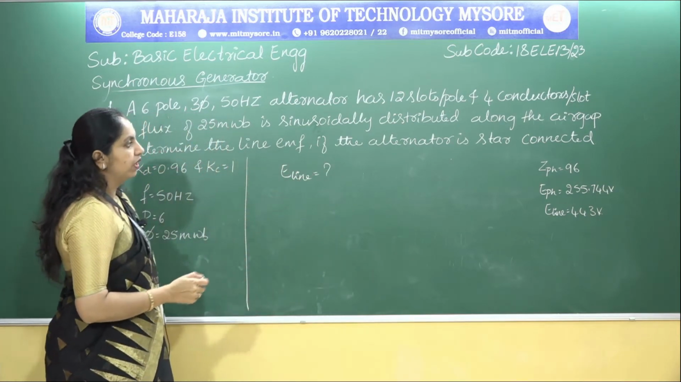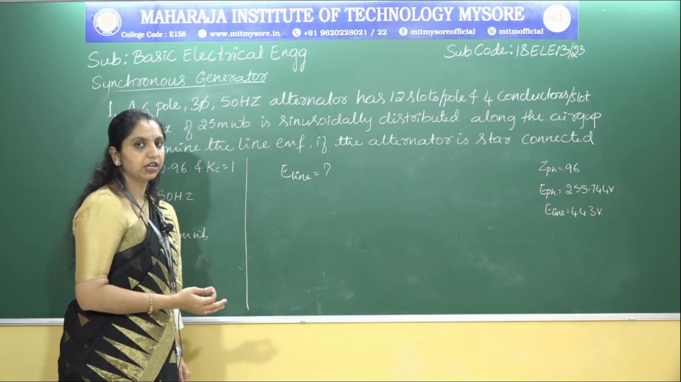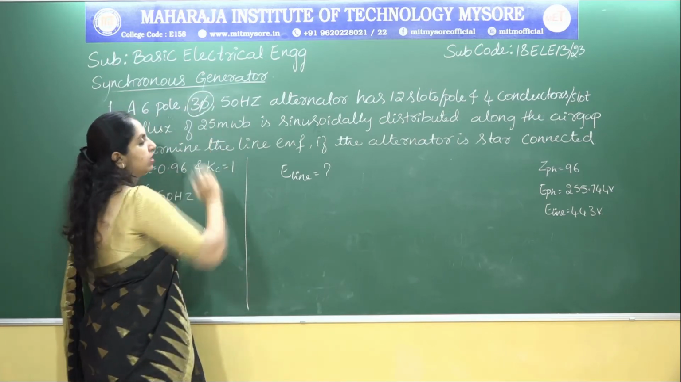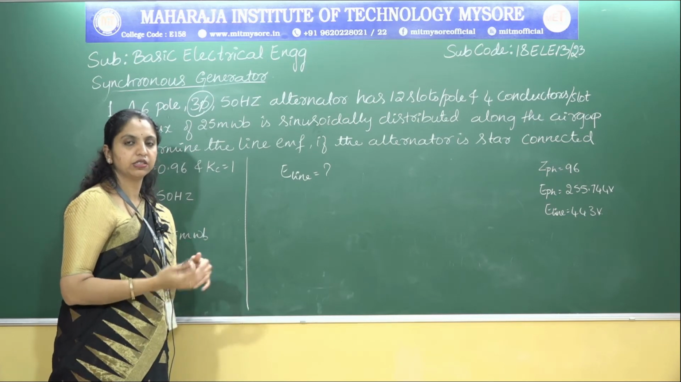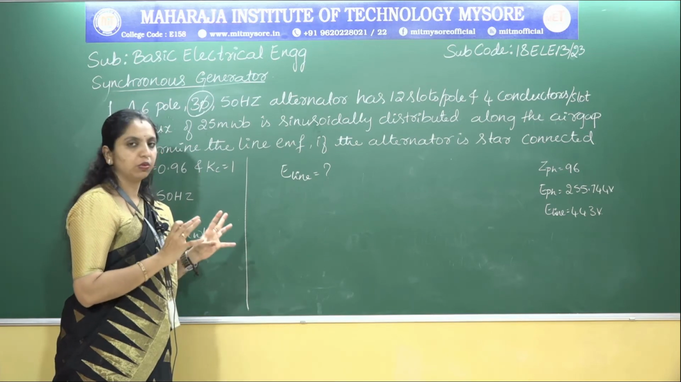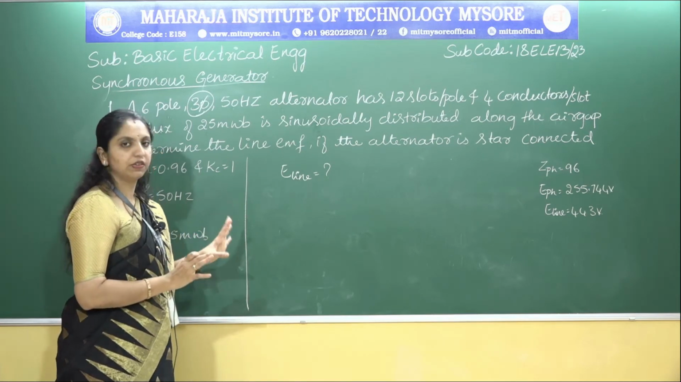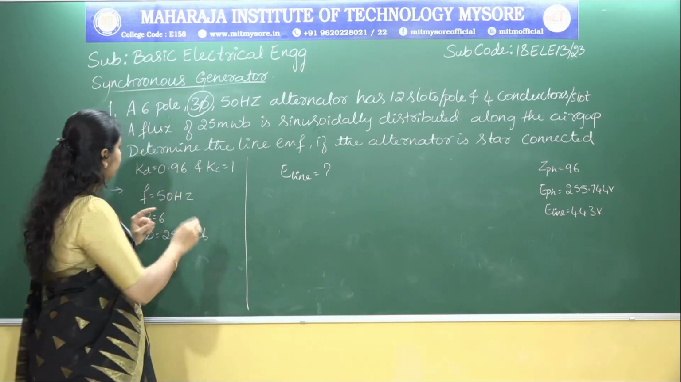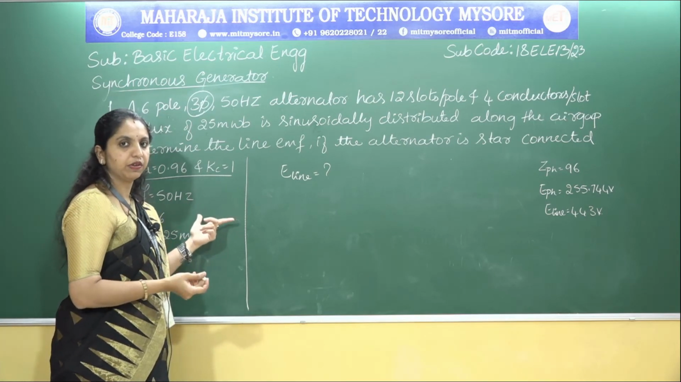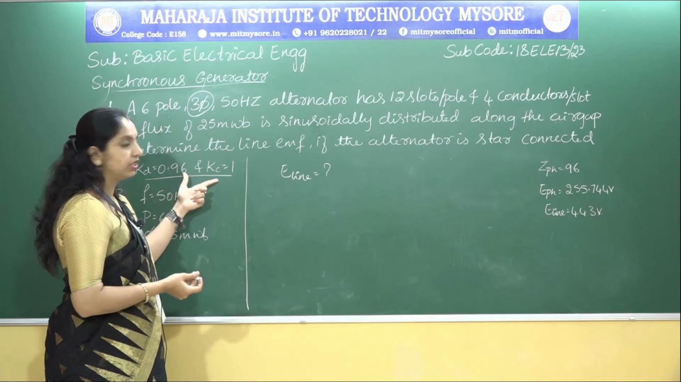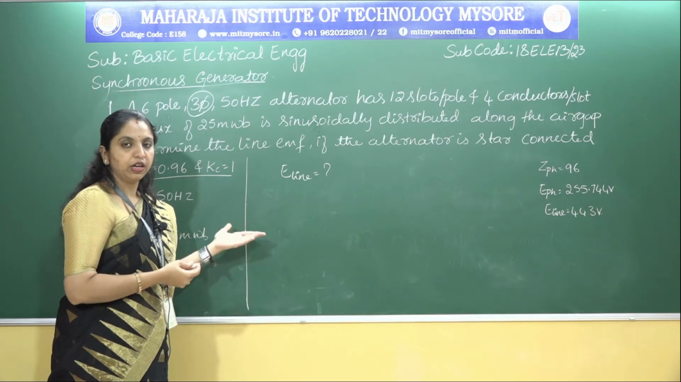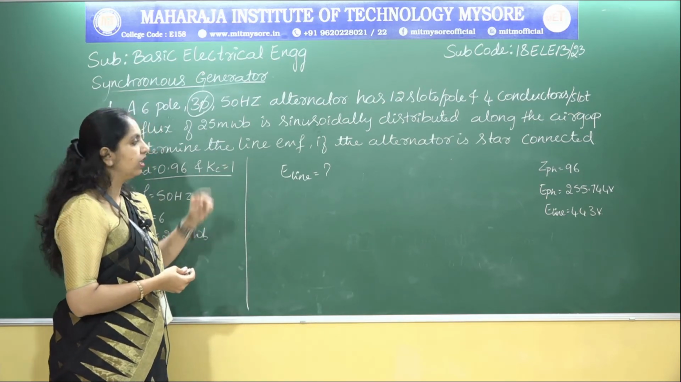The line EMF is required if the alternator is star connected. Here the alternator is star connected, because they have provided a 3-phase circuit. Of course, the alternator, like the induction motor, is a 3-phase circuit, so we don't concentrate much on the type of circuit. It is given that the alternator is star connected, and the Kc and Kd values are provided: Kc is equal to 1 and Kd is equal to 0.96. Finally, our aim is to find the value of E line, the line EMF.